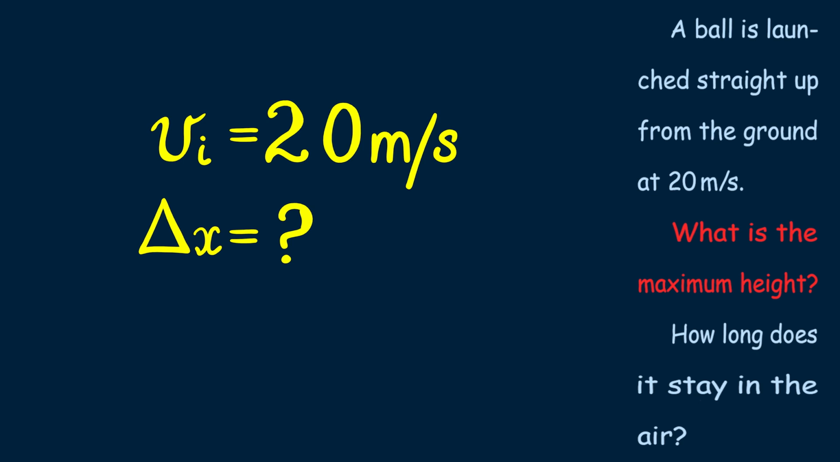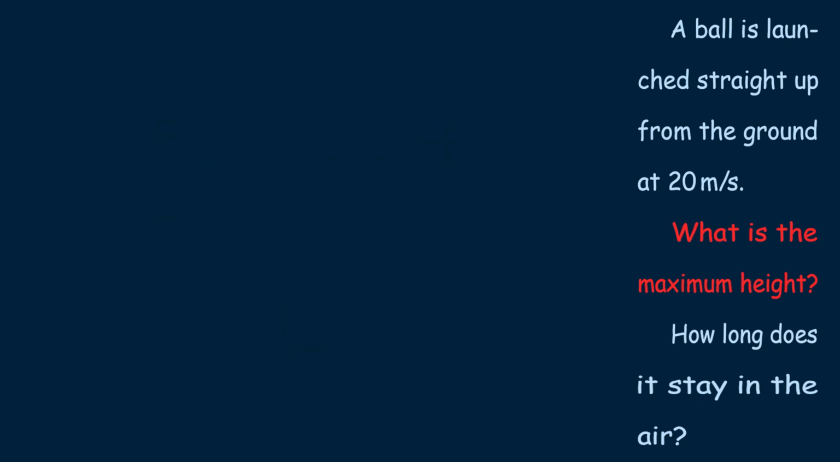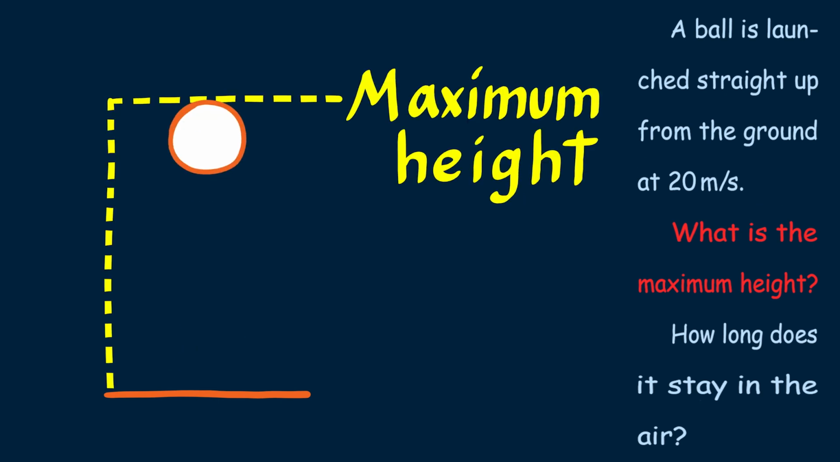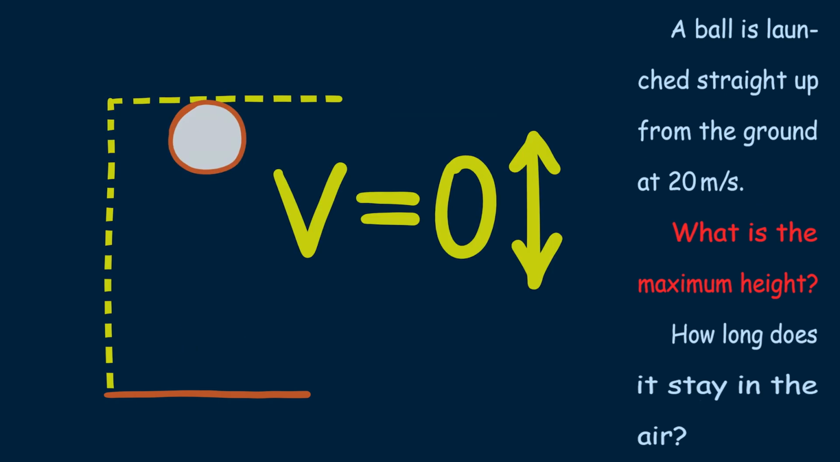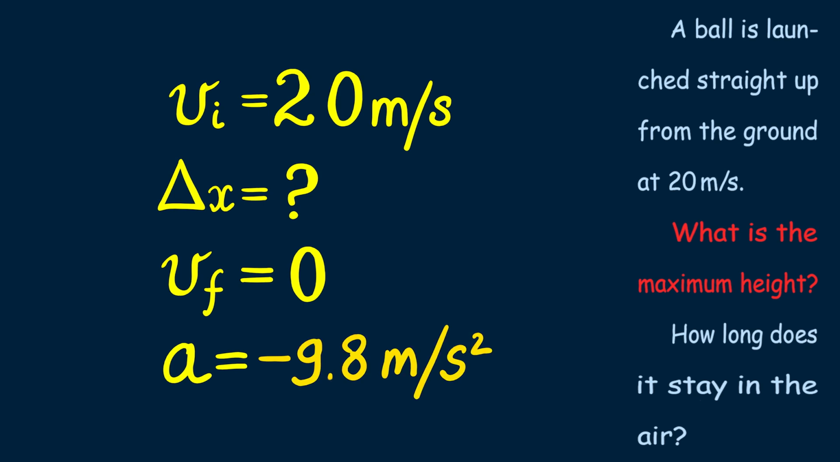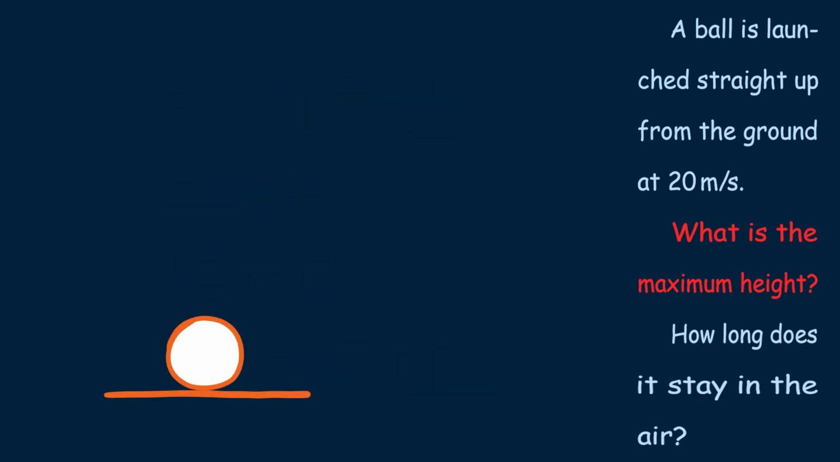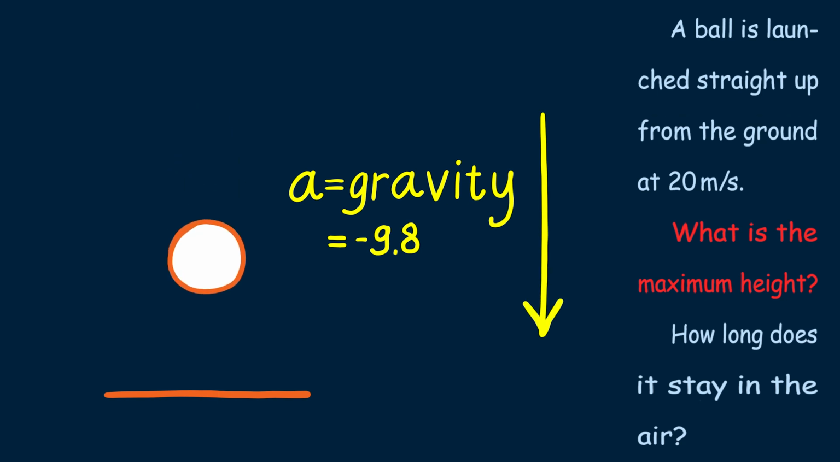The last bits of information we were given that might not be obvious is that the final velocity is 0. This is because when the ball is at its maximum height, it will have 0 velocity in the y direction. Also, the acceleration in the y direction is negative 9.8 meters per second squared, because any projectile moving freely in the air always experiences a downward acceleration due to gravity.